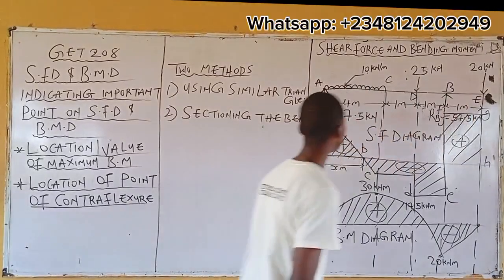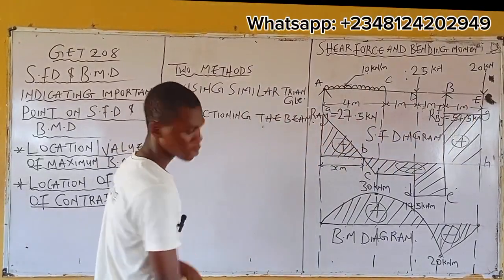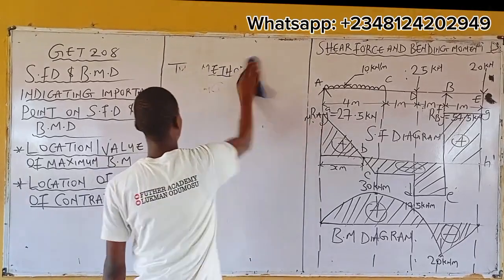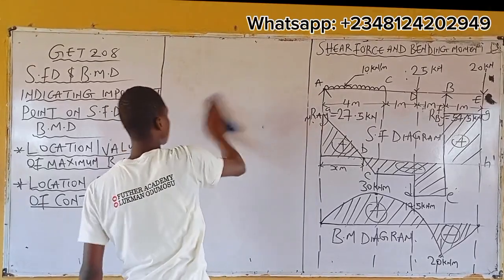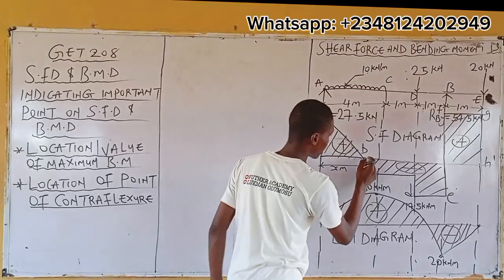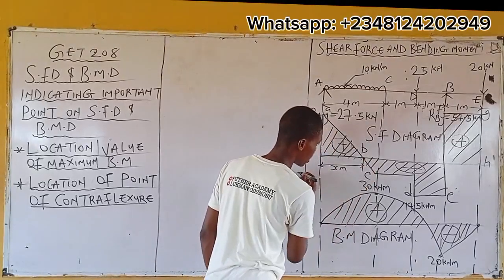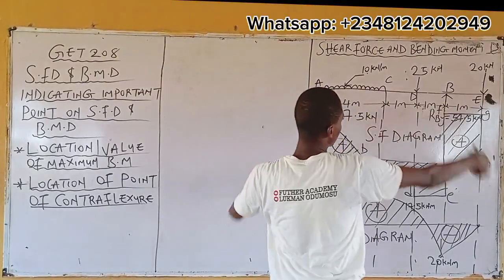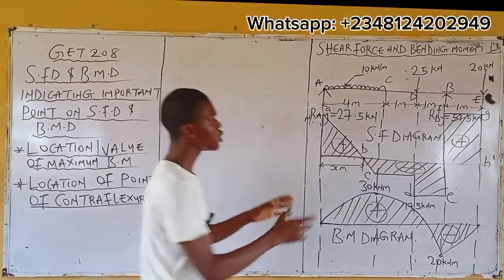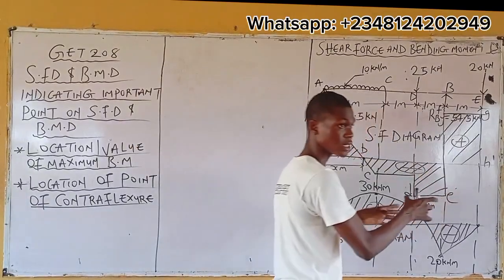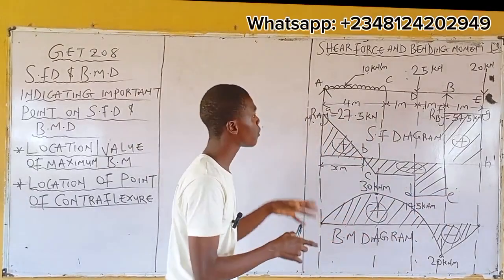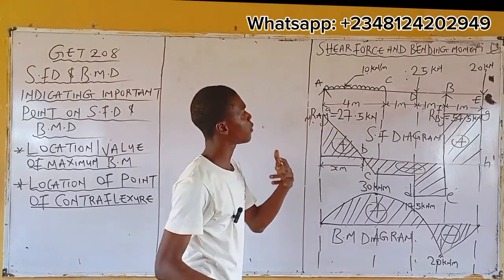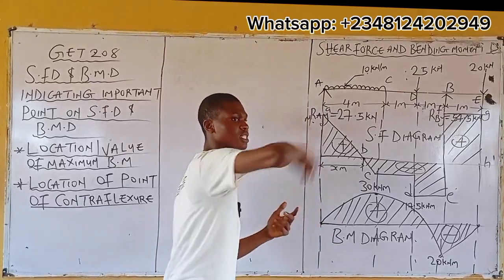Now, the first method is using similar triangle. What it means is, look at your beam. My interest now is to know this value of x. Looking at this beam, the shear force diagram has shapes. For a point load, it is a square. For UDL, it is slanted. For trapezoidal load, or UVL, it has another shape.